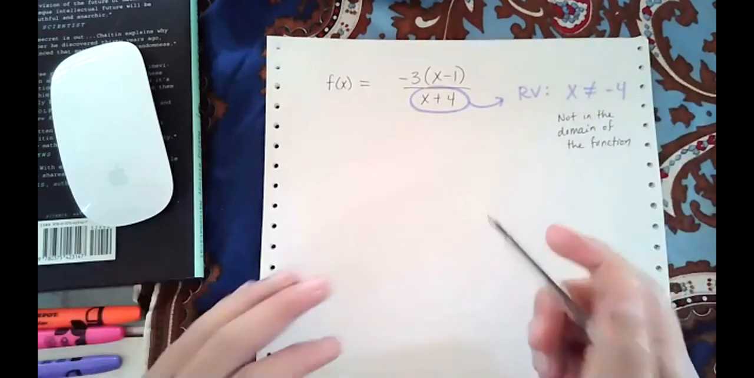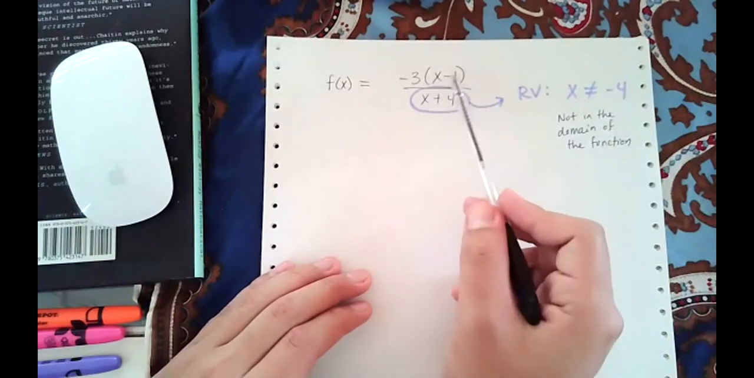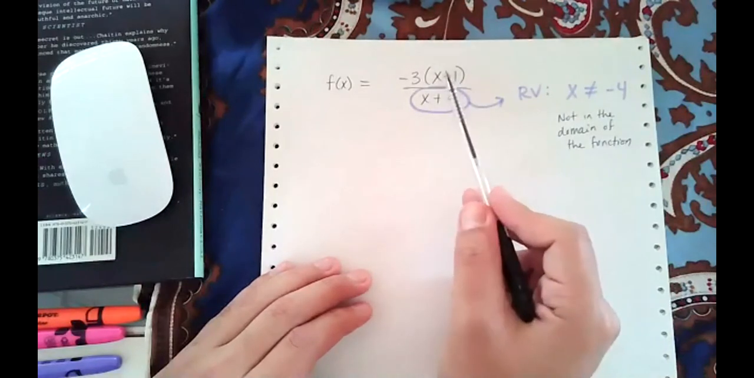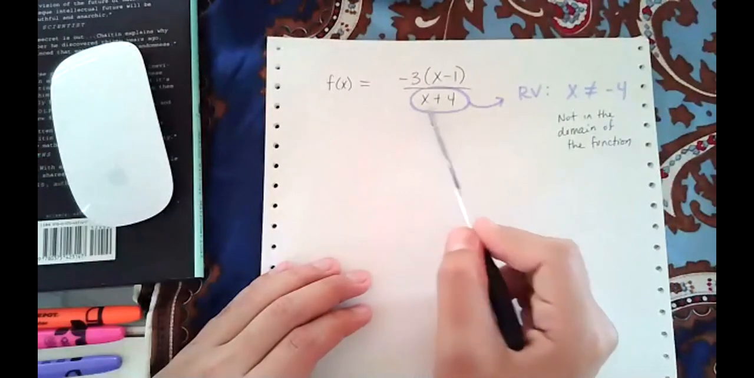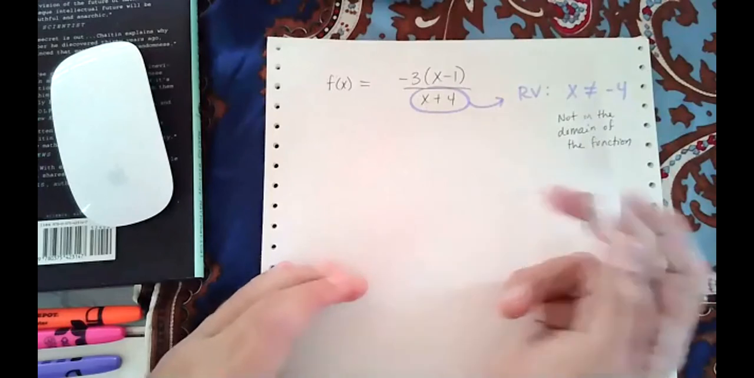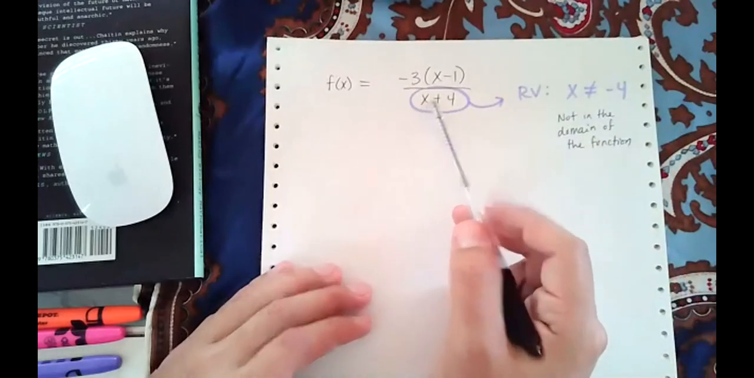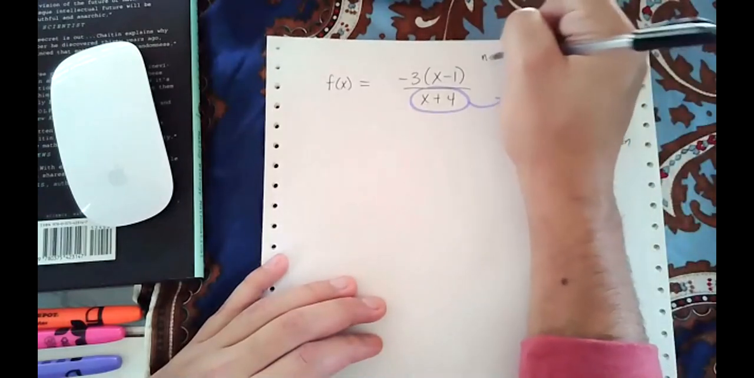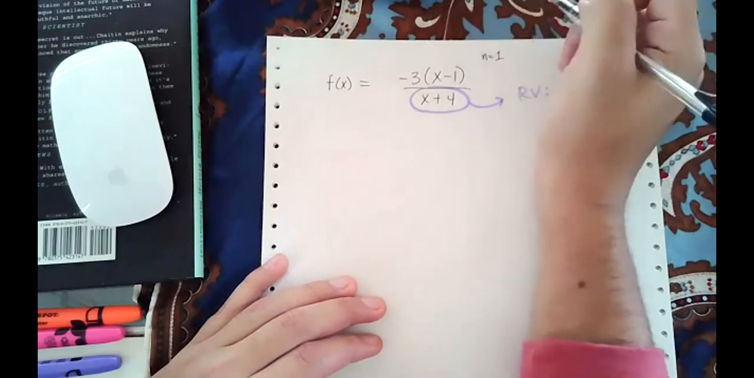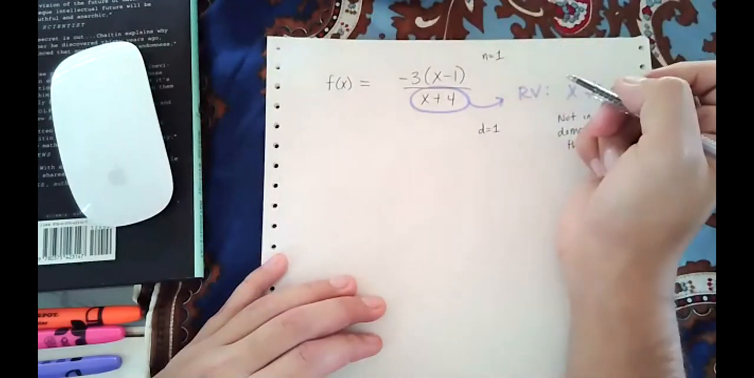But in any case, we have a polynomial on top. It looks sort of linear because we only have one factor up here. The leading coefficient is negative 3. The leading coefficient on the bottom is just a 1, since that's the 1 in front of the x. And again, the degree down here is a 1 also. So you might say that the numerator degree, we might call it n, is equal to 1, and the denominator degree is also equal to 1.